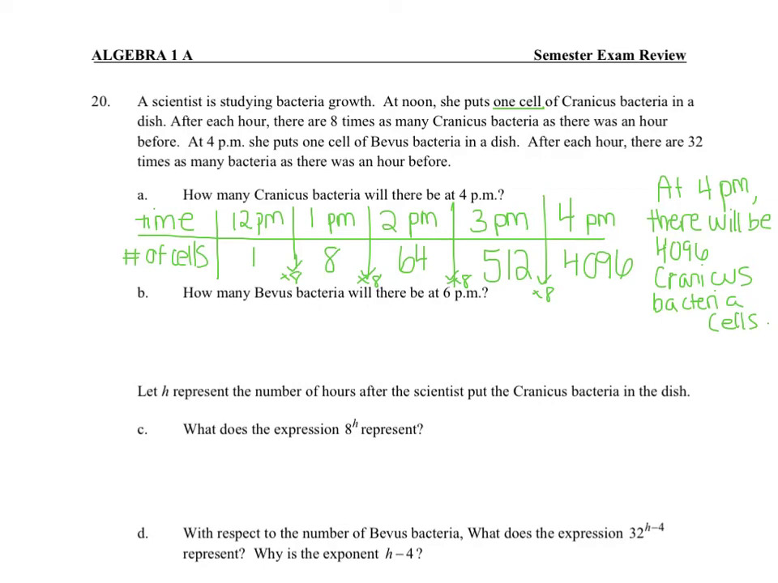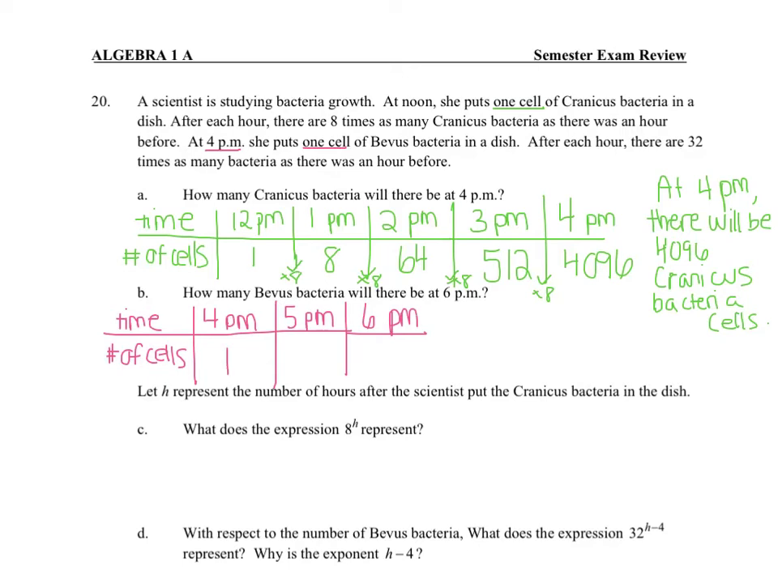All right, how many Bevis bacteria will there be at 6 p.m.? So again, I'm going to make a table. I've got time, I've got number of cells. So this one started at 4 p.m. with one cell. So we're going 4 p.m., 5 p.m., and 6 p.m. So at 4 p.m. there was one cell, and after each hour there are 32 times as many bacteria. So here we're multiplying by 32, and 1 times 32 is 32. Multiply by 32 again, and 32 times 32 is 1024.